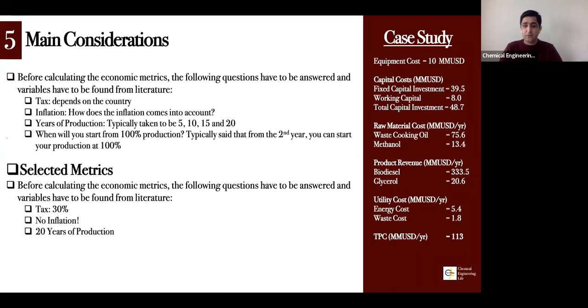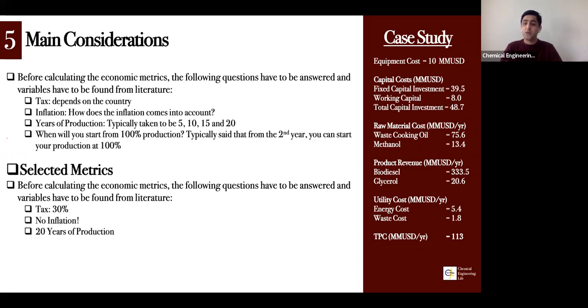So for now, we have our TPC, we have our revenue, but before we go into calculating our economic metrics, we need to take something into consideration. The first thing is how much tax you will be paying for your production. If you are, for example, in Denmark, you need to pay around 25% tax. If you are designing a plant in the US, you need to pay around 30% tax. Again, for example, when we are working with biodiesel, the biodiesel is eligible for a subsidy by the federal government. You can also take that into account.